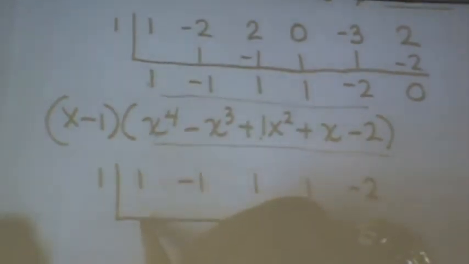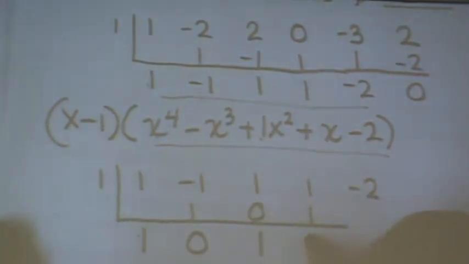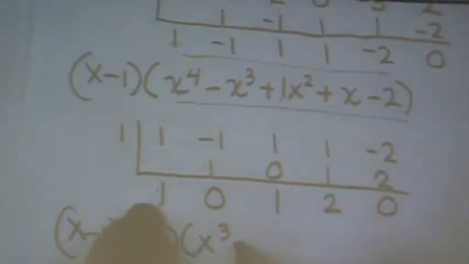Let's try this. Bring down the 1. 1 times 1 is 1. Add, multiply, add, multiply, add, and guess what? It worked again. So you've got x minus 1 and another x minus 1. What's left here would be x cubed plus x squared plus x, and then 2.